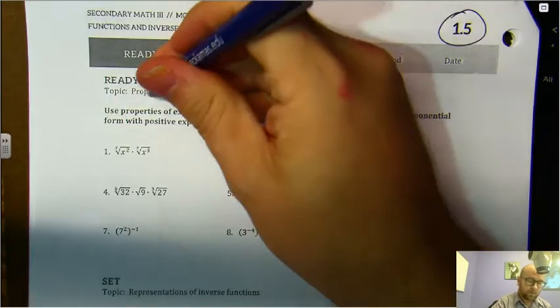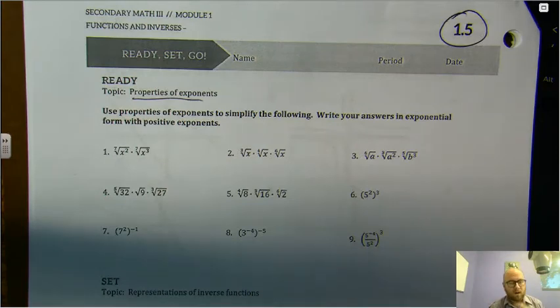The first thing we're going to be working with are the properties of exponents. A lot of these property rules are already in the front cover here, but I do want to go over how some of these may behave slightly differently.